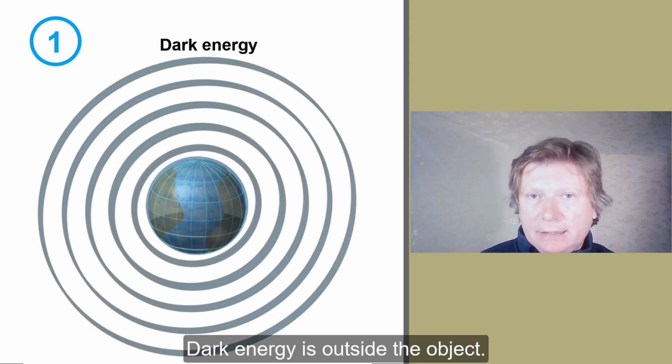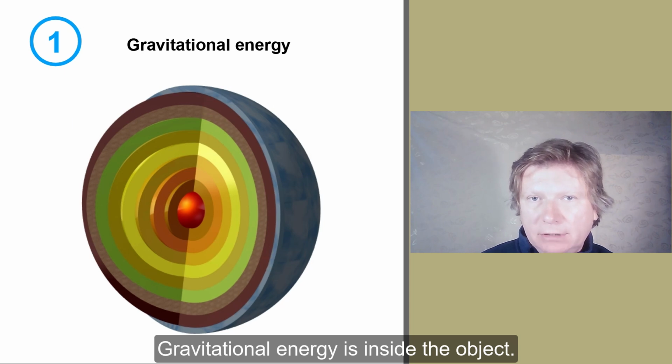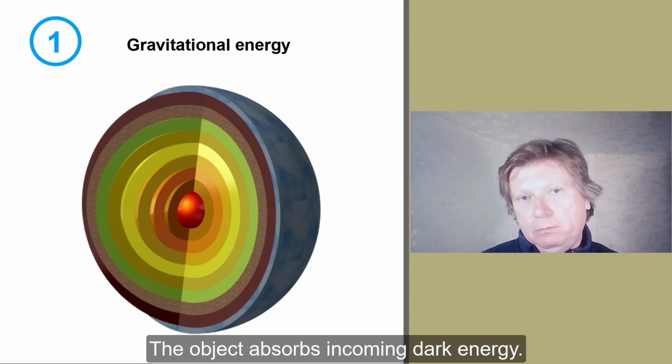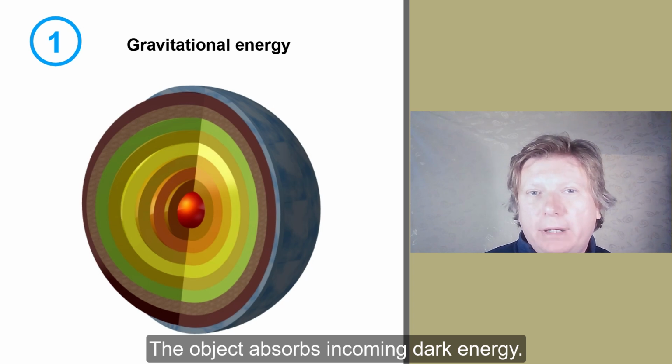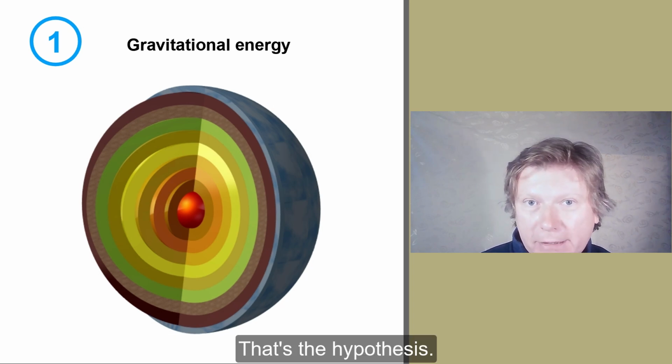Dark energy is outside the object. It flows into the object. Gravitational energy is inside the object. The object absorbs incoming dark energy. That's the hypothesis.